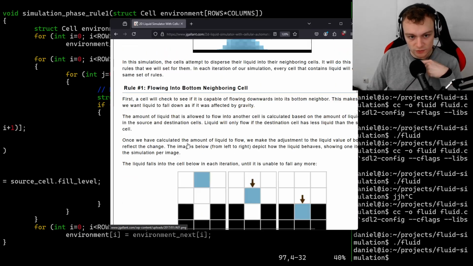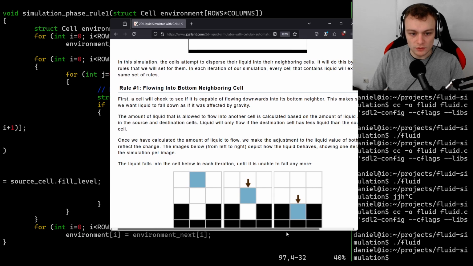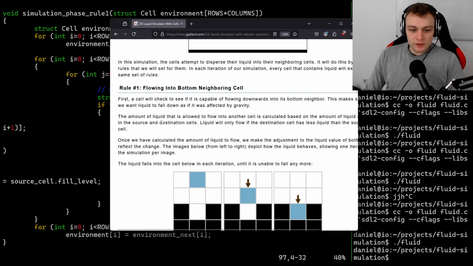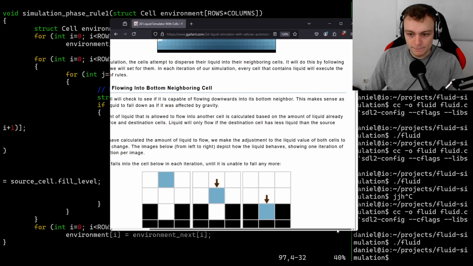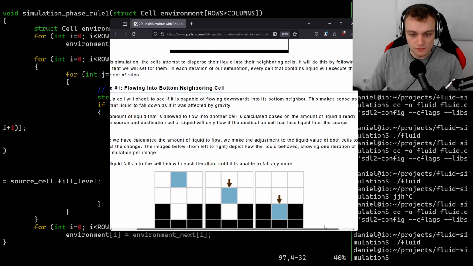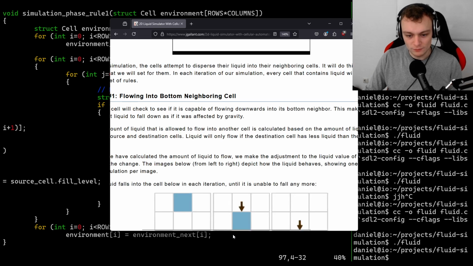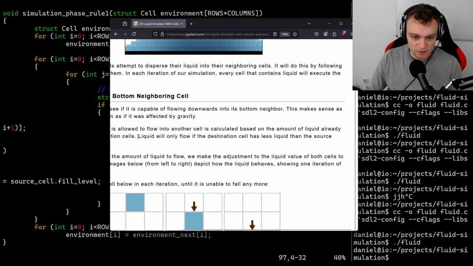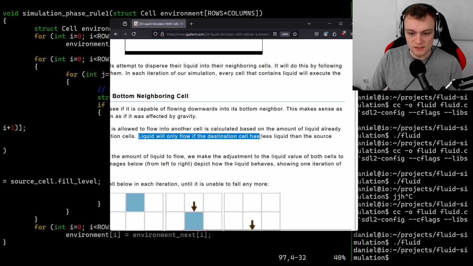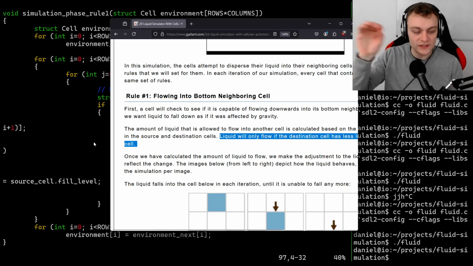So let's have a look at the document here. First, a cell will check to see if it is capable of flowing downwards into its bottom neighbor. Okay. And the amount of liquid that is allowed to flow into another cell is calculated based on the amount of liquid already in the source and destination cells. And this sentence right here is the critical one, which in my understanding messes up the simulation. Liquid will only flow if the destination cell has less liquid than the source cell. And that causes the hovering.